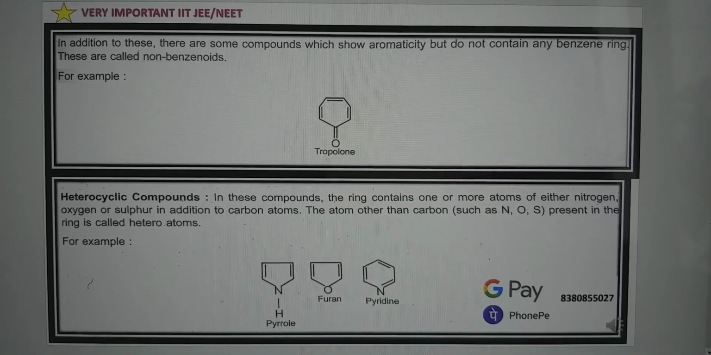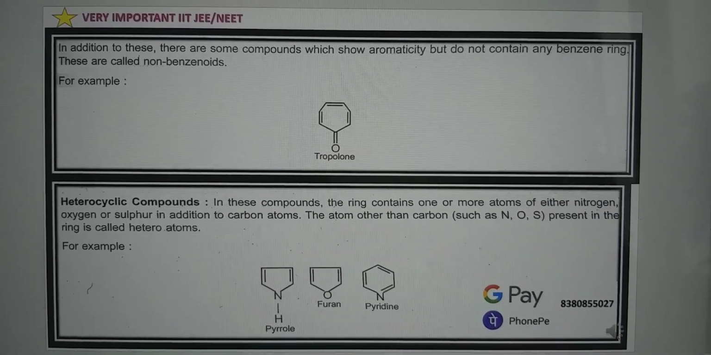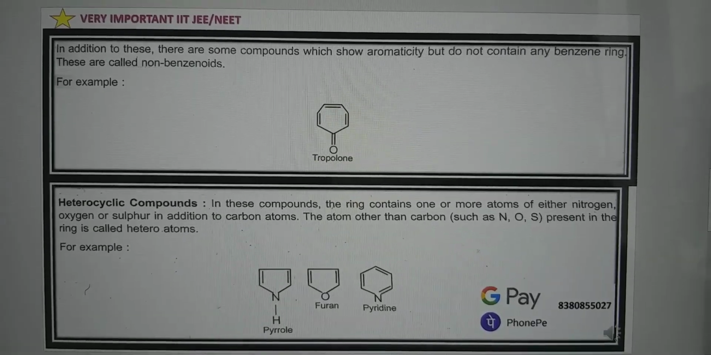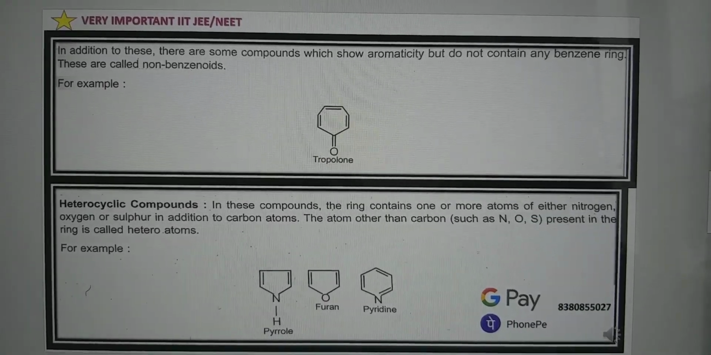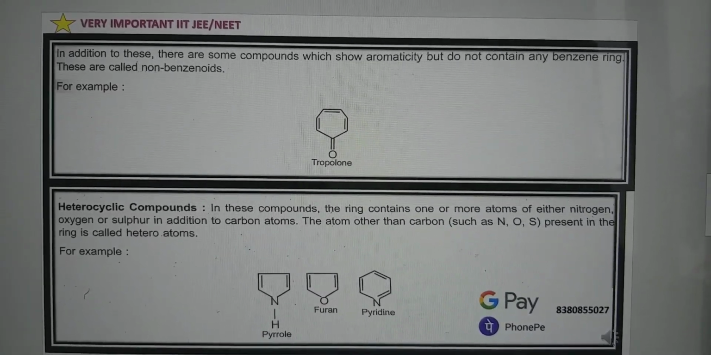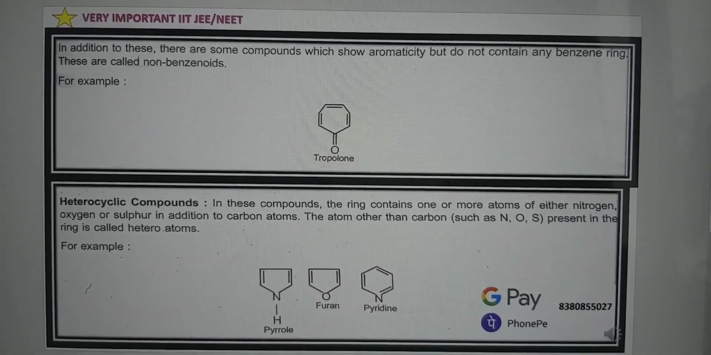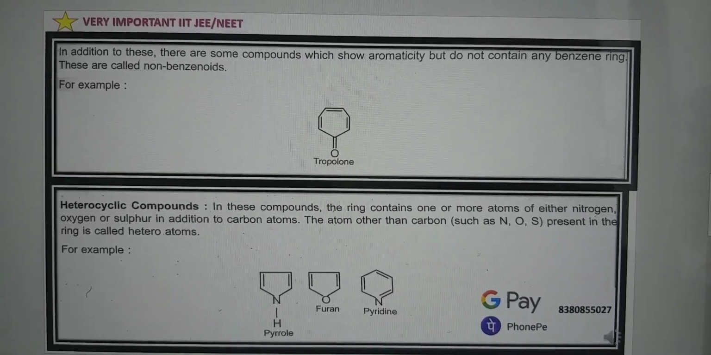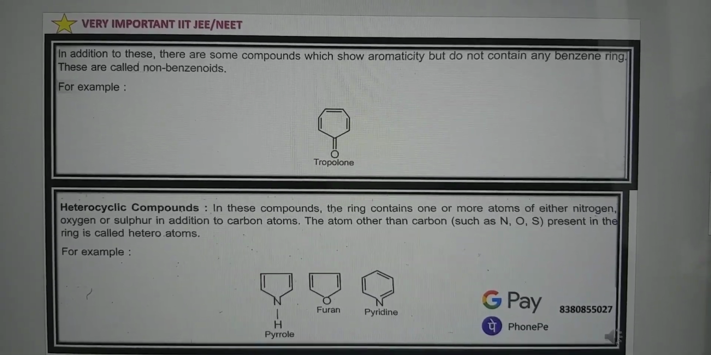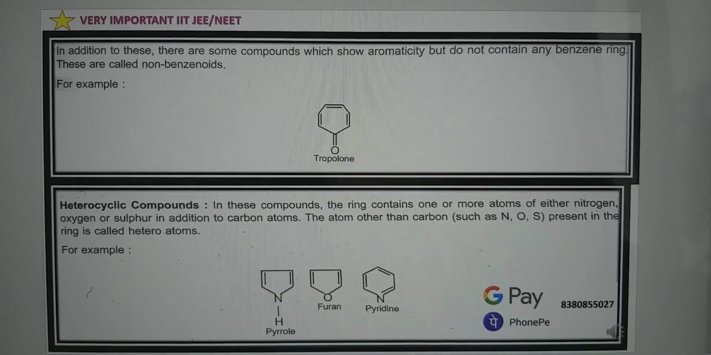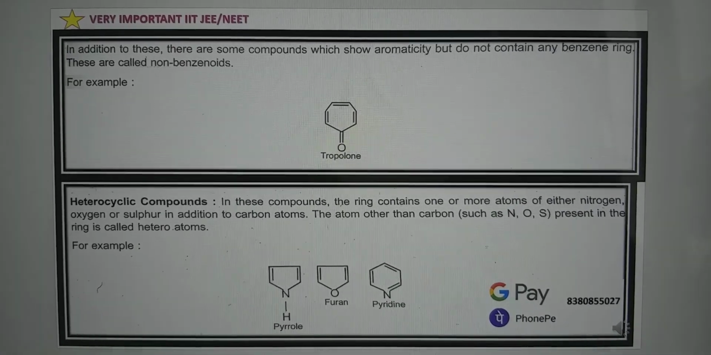for non-benzenoid compounds. Now let us study another compound, that is heterocyclic compounds. In this compound, the ring contains one or more atoms of either nitrogen, oxygen, or sulfur in addition to the carbon atoms. The atoms other than carbon, such as nitrogen, oxygen, and sulfur, present in the ring are called heteroatoms. For example, pyrrole, furan, pyridine are among the few examples of such compounds.